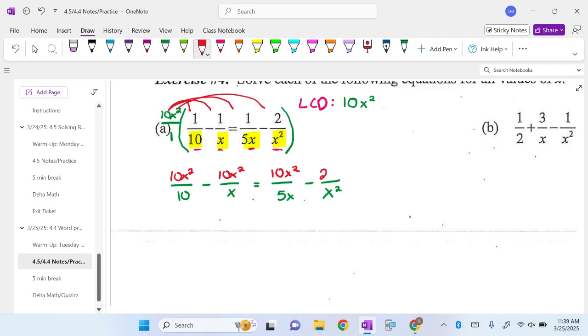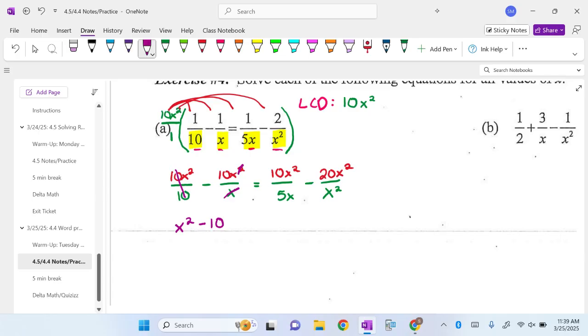20x squared. Good. So that's my last one. Now we're in simplifying mode. What does 10x squared over 10 simplify down to? Just x squared. The 10s divide out. We're left with x squared. What does 10x squared over x divide down to? 10x. So one of the x's goes away and the square goes away. We're left with a singular x connected to the 10.